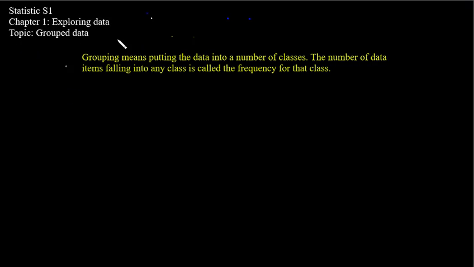In reality, we have to work with data ranging from very small to very big numbers, for example from 1 to 1000. So it's really hard for us to investigate and analyze the data, and we would love to find a new way to make life easier. Grouping will be that way. Grouping means putting data into a number of classes, and the number of data items falling into any class is called the frequency for that class.